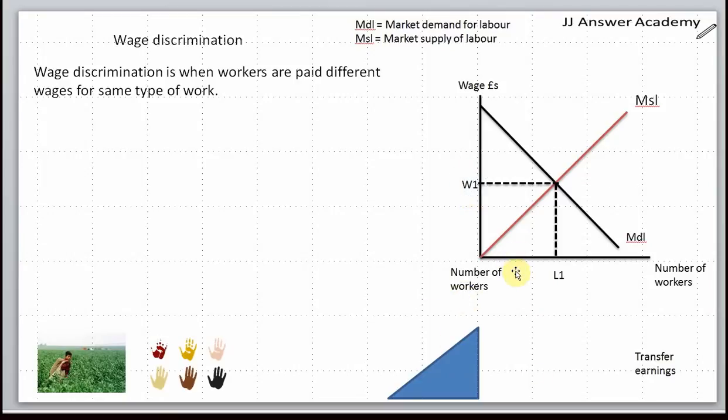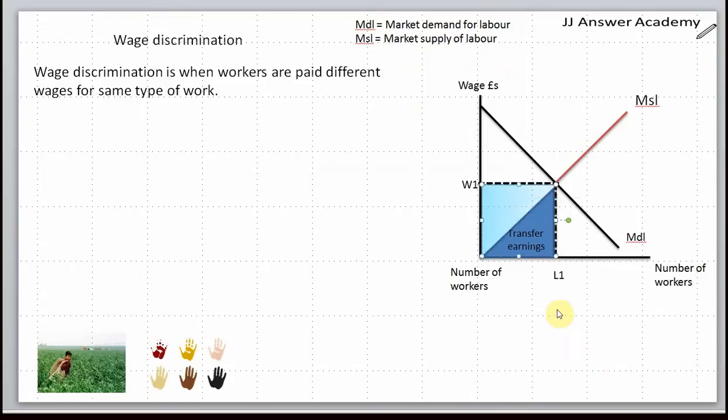Now we know from our previous videos that this triangle over here is transfer earnings, the minimum amount at which the workers are willing to work, and this is economic rent. The wages that a worker will receive above the transfer earnings or the minimum amount they're willing to work for.